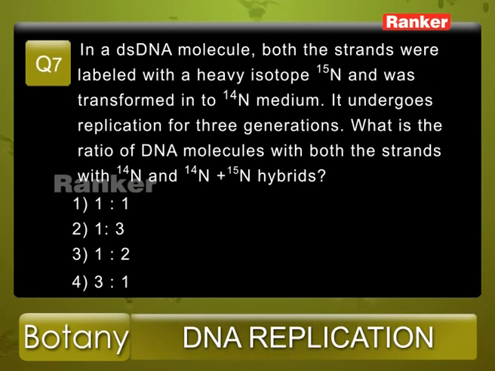Question number 7. In a double-stranded DNA molecule, both the strands were labeled with a heavy isotope N15 and were transferred into N14 medium. It undergoes replication for 3 generations. What is the ratio of DNA molecules with both the strands N14 and N14 plus N15 hybrids? Option 1, 1:1. Option 2, 1:3. Option 3, 1:2. Option 4, 3:1.